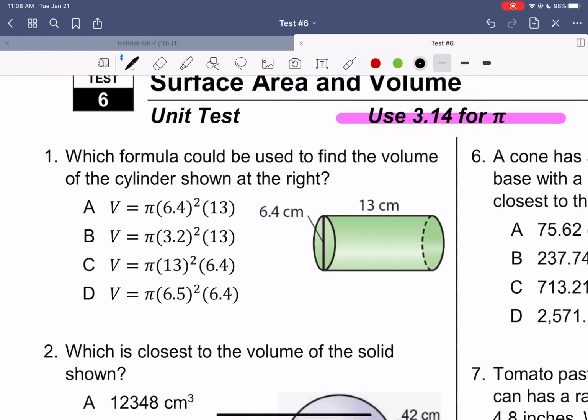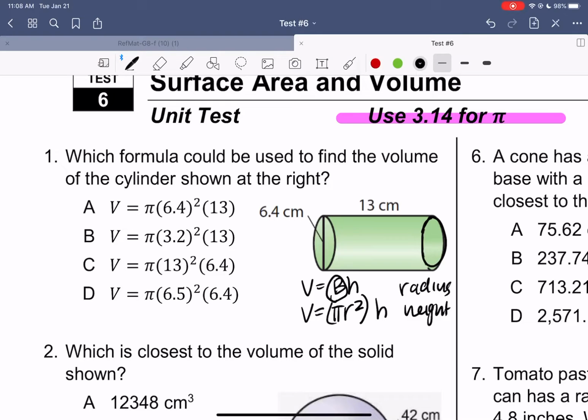It says, which formula could be used to find the volume of the cylinder shown at right. So the formula we're looking for is: volume equals area of the base times the height. What we know is this capital B is the area of a circle, so we're going to have to substitute pi radius squared for this. When we're looking at our answer choices, what we need is our radius and our height.